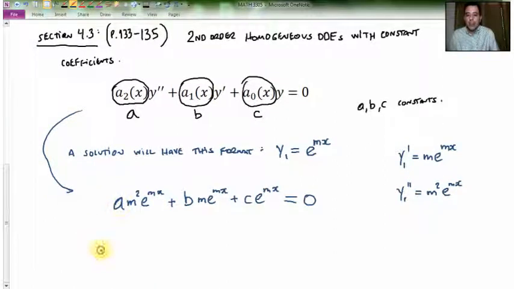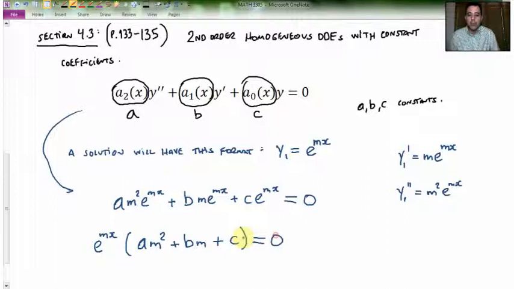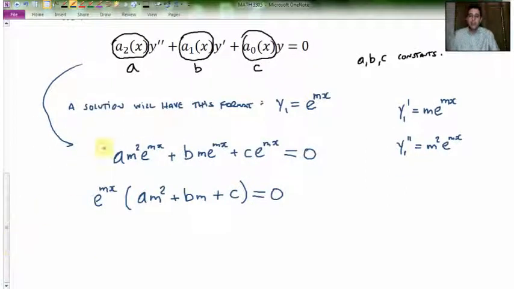And then I can factor the exponential e to the mx out. This would be e to the mx times (a m squared plus bm plus c) equals 0. Now notice that the exponential is never 0. So this implies that a m squared plus bm plus c has to be 0.